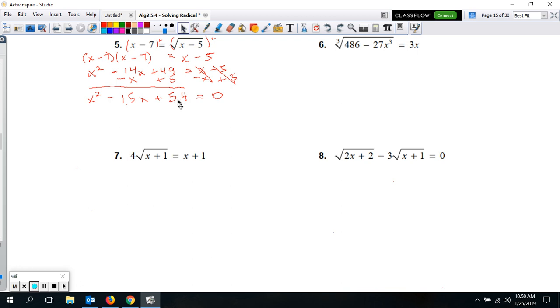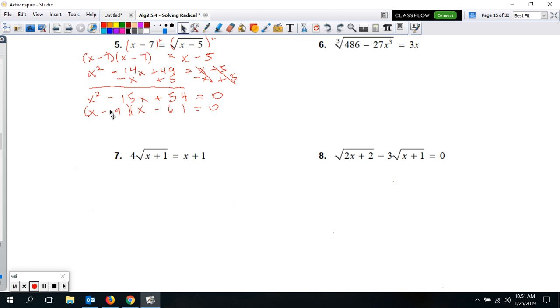But there are other ones that you could have tried, 2 and 27, but that doesn't add to give us 15. So there are other combinations that we could try to multiply to give us 54, but 9 and 6 are the numbers we need. So we plug those in. They're both the same sign, so they're both going to be minus in here. So x minus 9, x minus 6. So there are our two binomials.